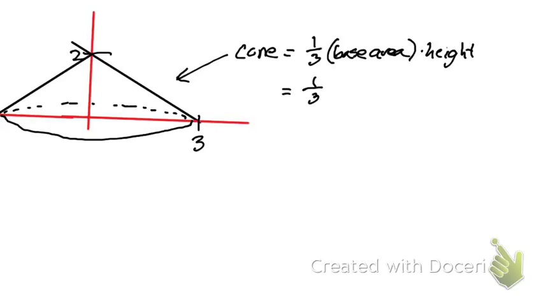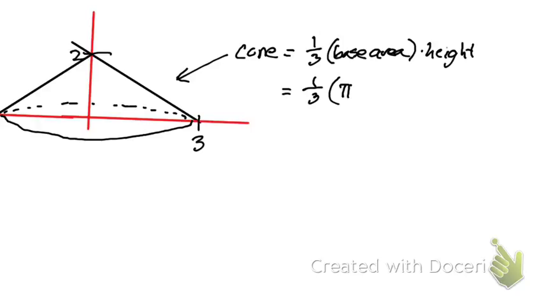Well, that's 1/3 pi r squared. But rather than doing r squared, I'm just going to look at this. This is my radius, right? From here to here, that's 3 units. And the height is 2 units, right? So it's just pi r squared.